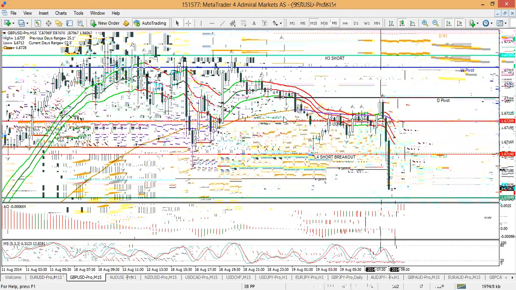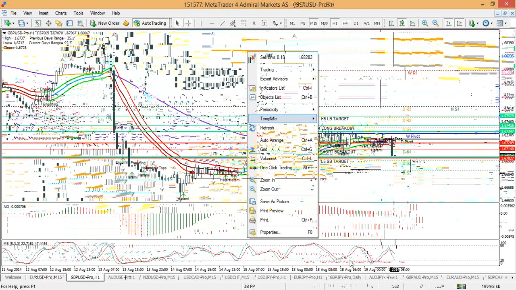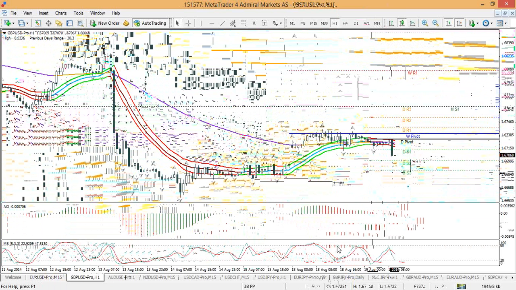Let me quickly use a different template. There, that's better. Pound dollar is actually the one that moved the most last week when I was looking back at the charts yesterday, and fell a lot on Wednesday, probably because of the pound news event.